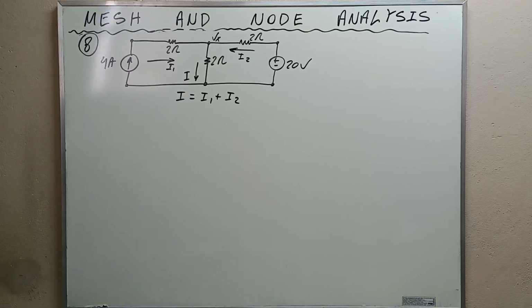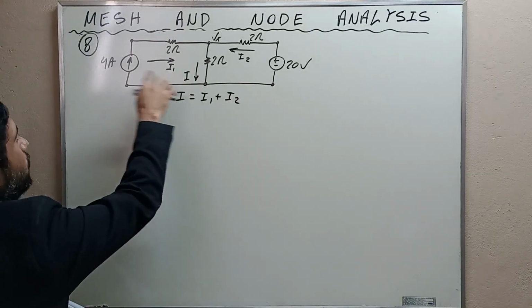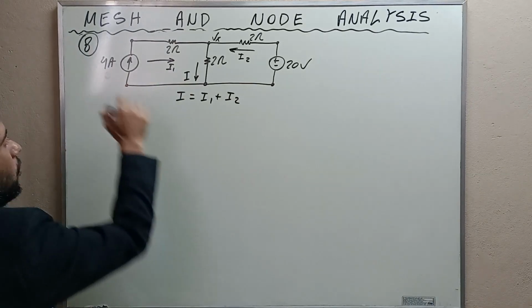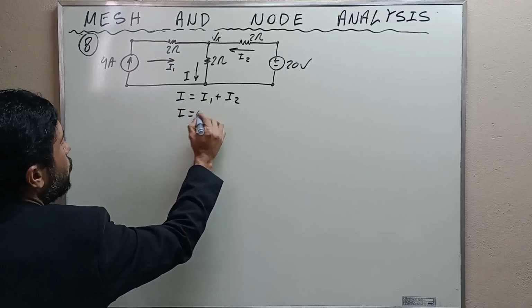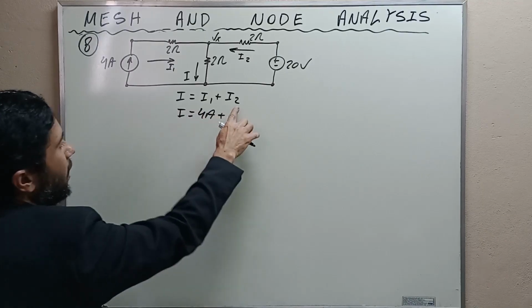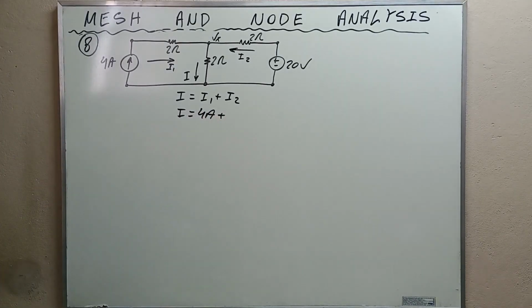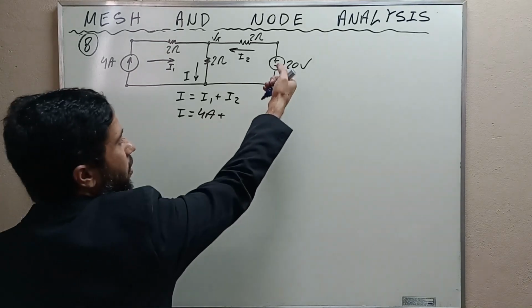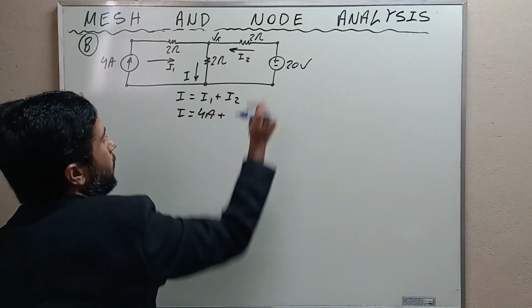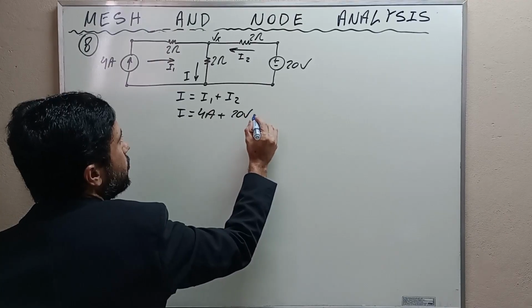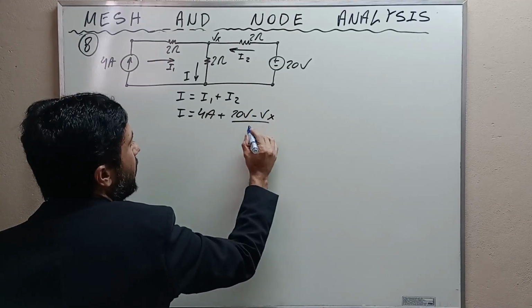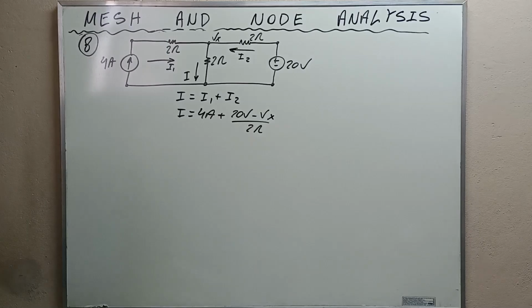And we already know that I1 is 4 amps, okay? So I is equal to 4 amps plus, and how can we write I2? I2 can be written as it is flowing this way, it is 20 volts minus Vx divided by 2 ohms. Alright, my friends?